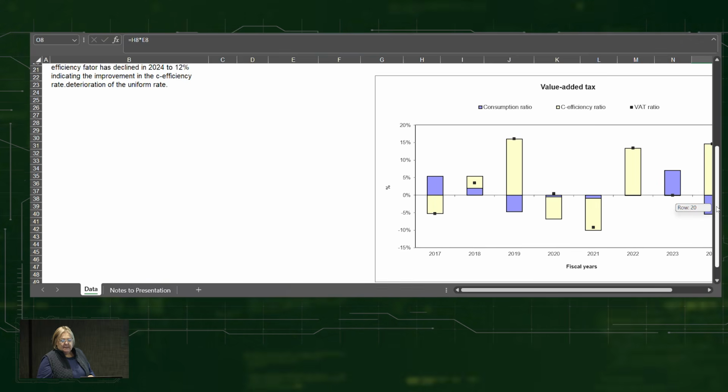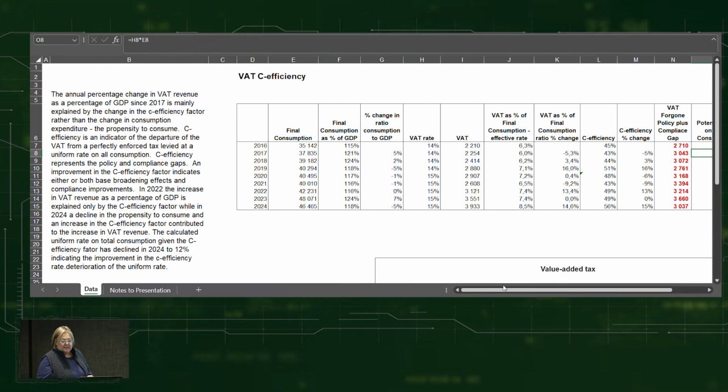So this is how you can do the C efficiency ratio for value-added tax, and it is, like I said, limited to a top-down approach. We've also heard some comments on the limitations and how you need to look at this. I've summarized what I've talked about in the paragraph there, so I think you can just go through it.